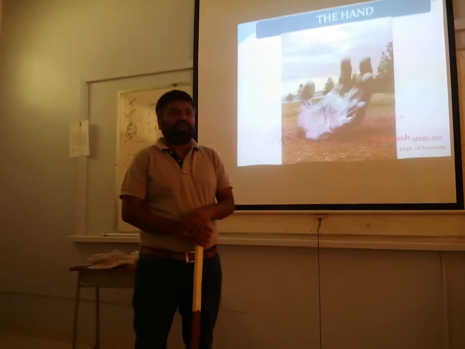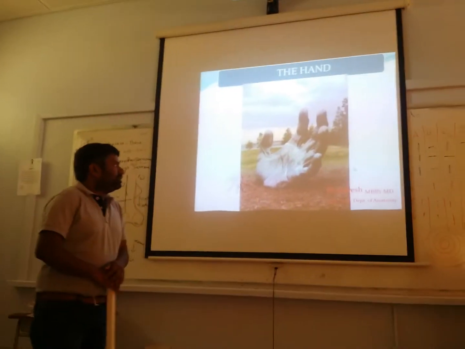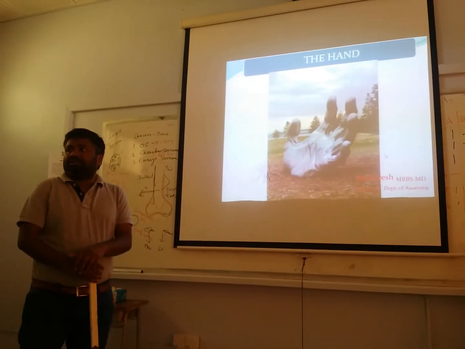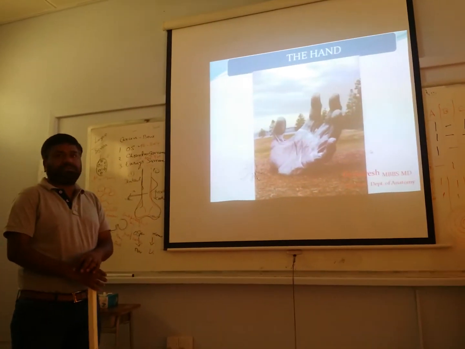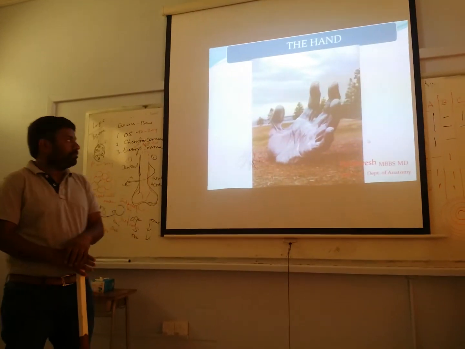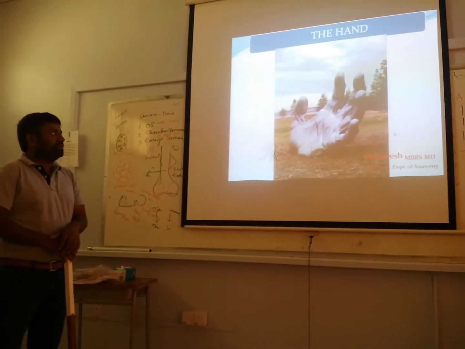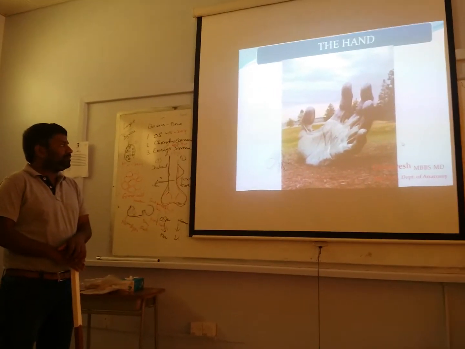Okay. So this is the last part of your upper limb lectures. This is the last part of the upper limb. Distal to the wrist joint is the hand. So let's learn about the hand. What are the muscles, vessels, nerves present in the hand.